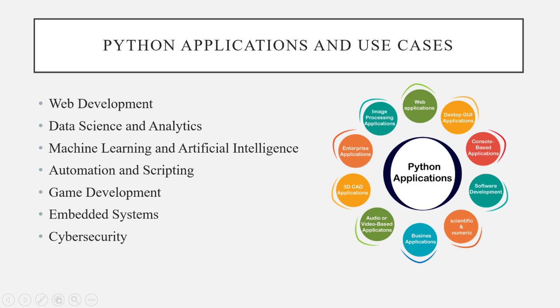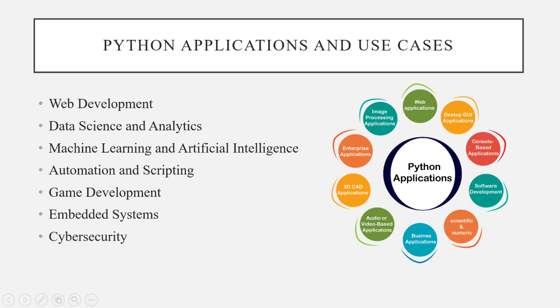Imagine you have a spreadsheet with sales data. Using Python's Pandas library, you can easily calculate the total sales, find the best selling product, or create a chart to visualize your data. And the third one is machine learning and artificial intelligence.